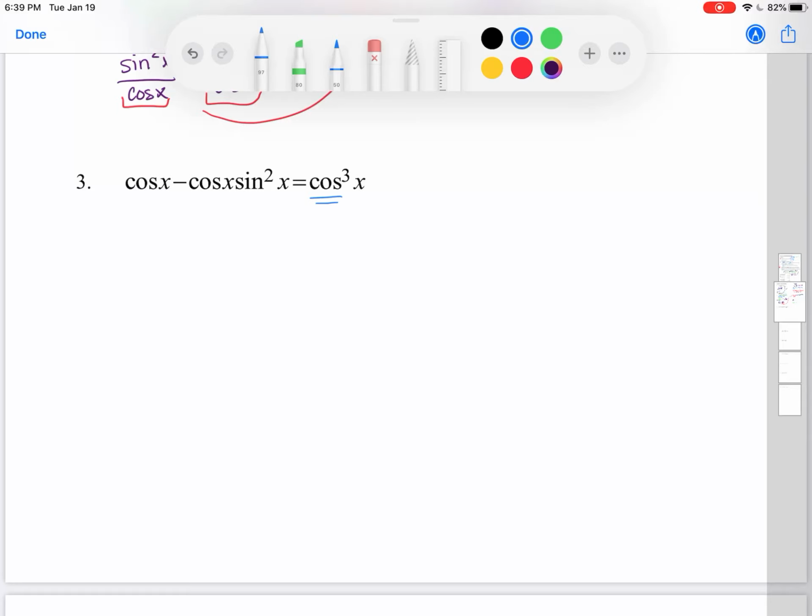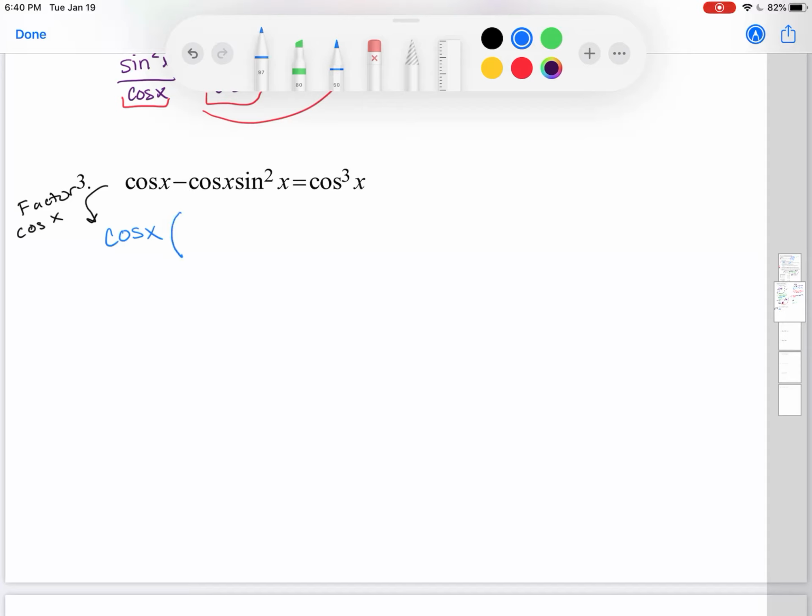But in the meantime, I want to keep a cosine. So this is what I'm going to look at. I'm going to say, well, both those terms on the left-hand side have a cosine in common. So I'm going to factor out that cosine x so I can make sure that it's going to stay with me. So that's my first step, is to factor cosine x.